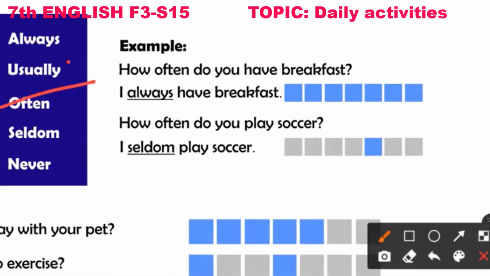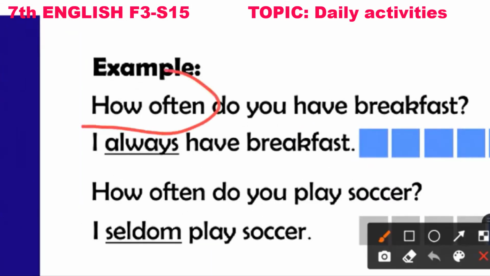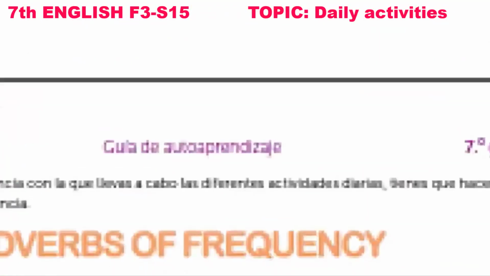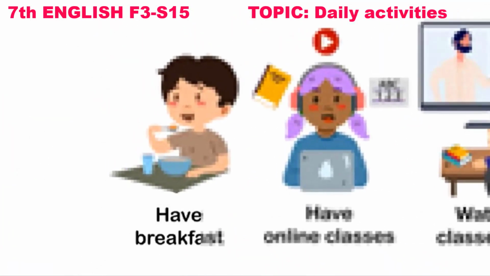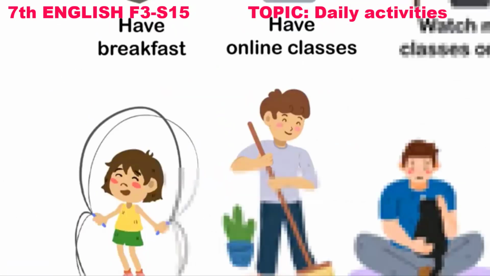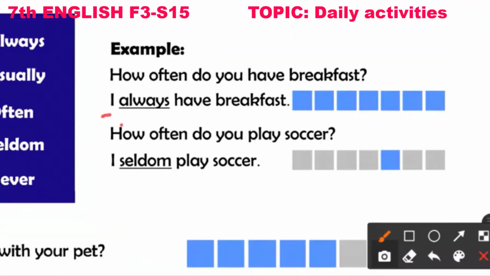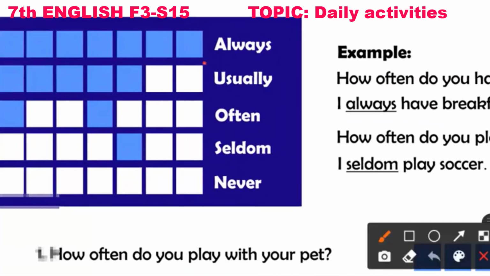Aquí está la pregunta, mire. How often, ¿qué tan a menudo? How often significa qué tan a menudo. So, how often do you have breakfast? Teacher, have breakfast. What's have breakfast in Spanish? Have breakfast, desayunar. So, how often do you have breakfast? I always have breakfast, see? I always have breakfast. Yo siempre desayuno. ¿Sí? Todos los cuadritos están llenos. Because it's always, okay? Always.